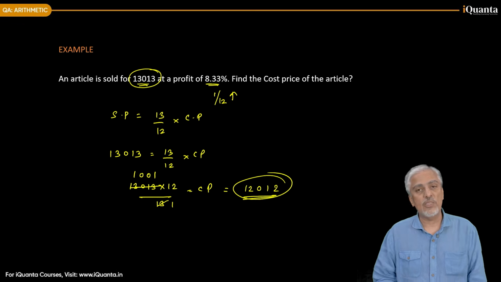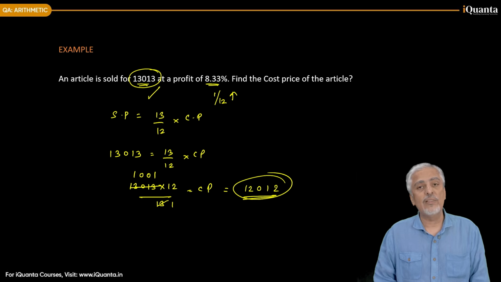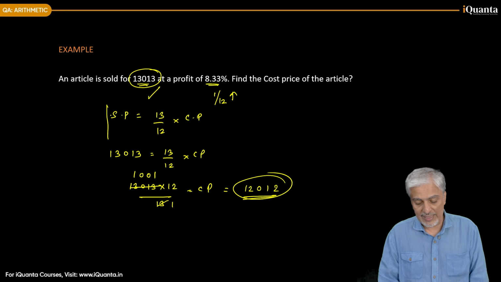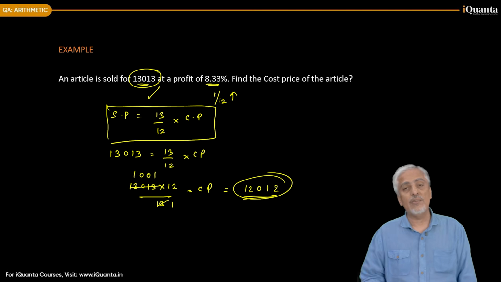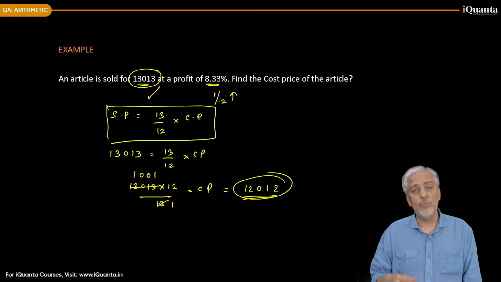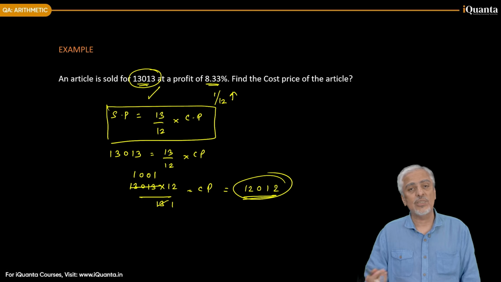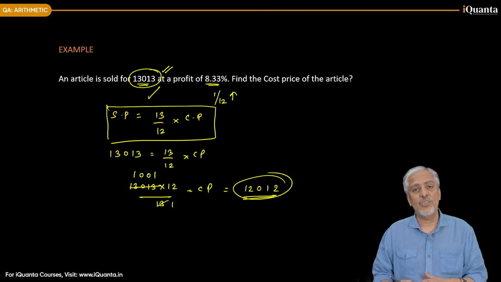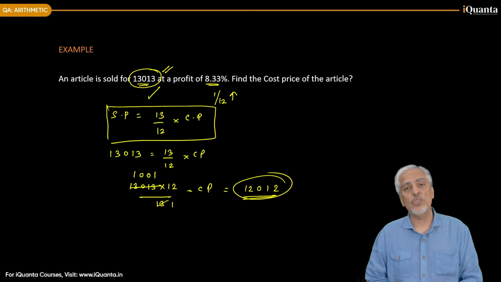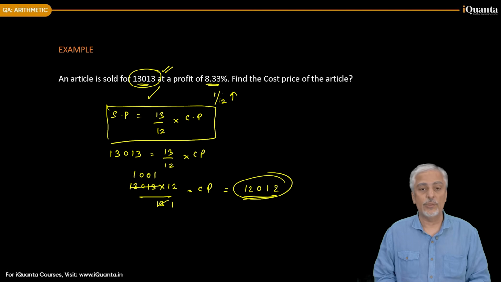And if the profit is 1 by 12, my selling price will be 13013. So this relationship which we learned earlier becomes very important. Otherwise you'll have to assume a value like 13x into the question. But you can't do 1 by 12 of this number because the profit percentage is on the cost price, not on the selling price. That is very, very important.